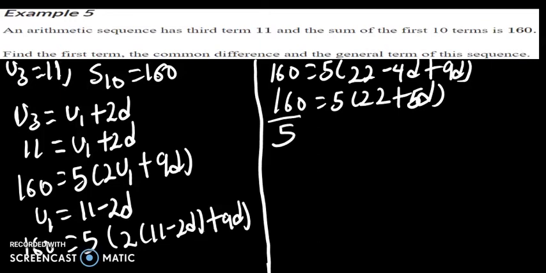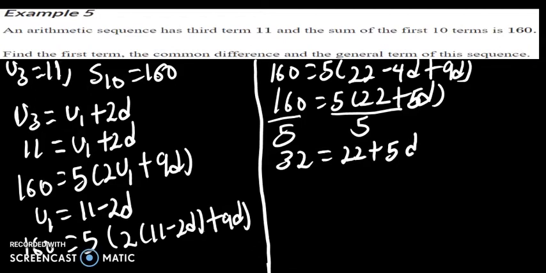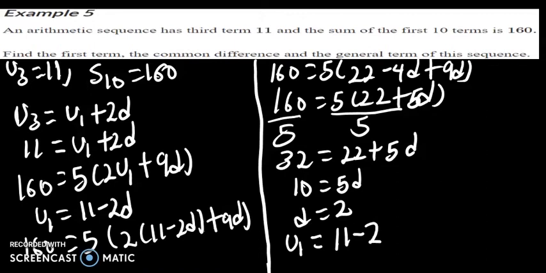So you divide both sides by 5. You will get 32 is equal to 22 plus 5d. So 10 is equal to 5d. So d becomes equal to 2. And to find the first term, we simply put the value of d in the u1 equation. That's 11 minus 2 times 2. That's 11 minus 4. That's 7.